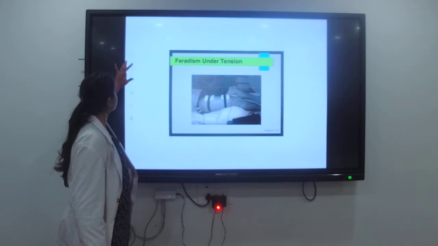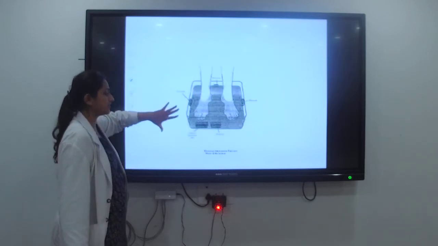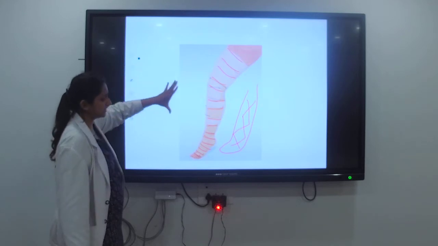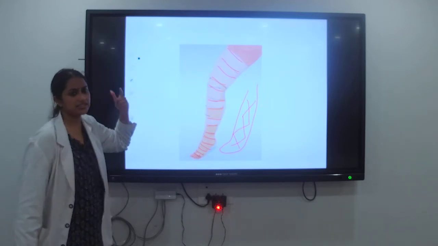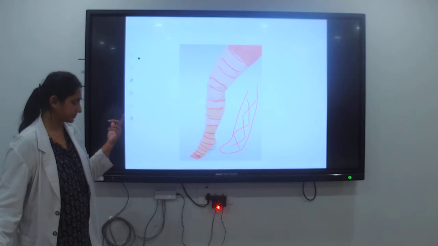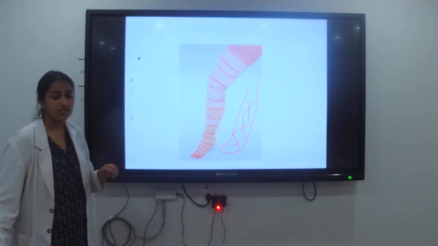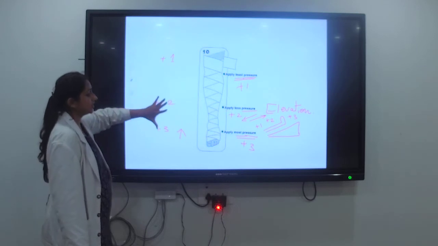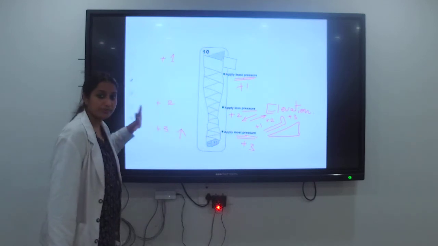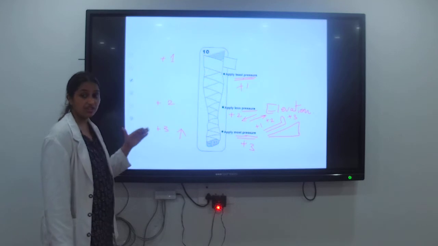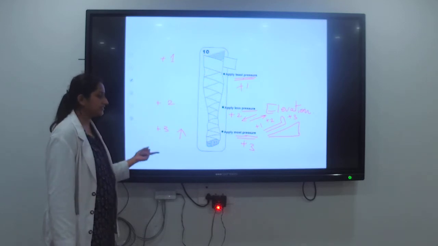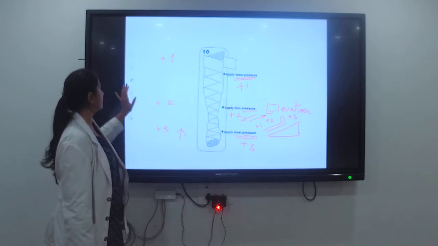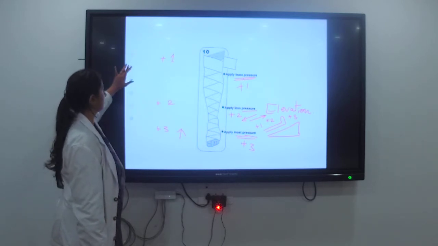Now coming to the next point, this is Faradism under footbath, where water is placed. If you see the images, this is the lymphatic technique for crepe bandage. Here they have shown how much pressure to maintain at the level of the crepe bandage. It is highest at the foot, then around the calf or ankle, and least at the knee or thigh.